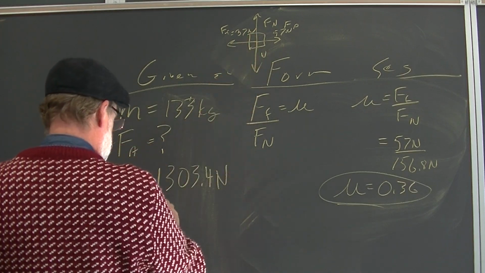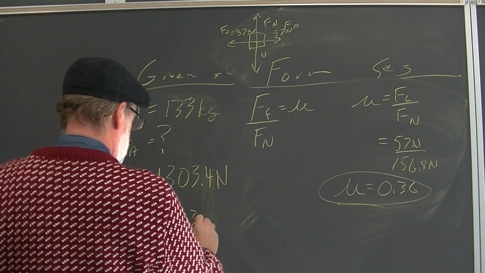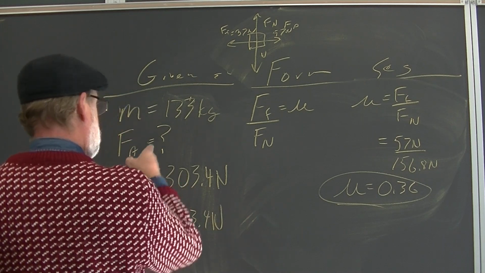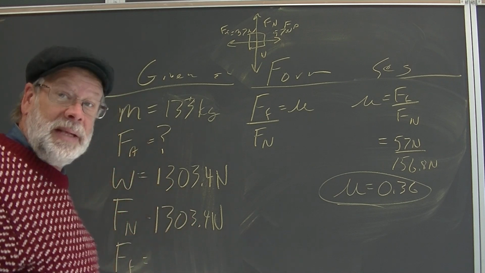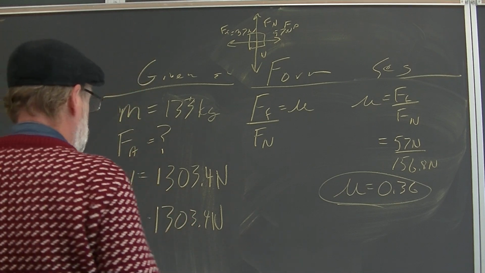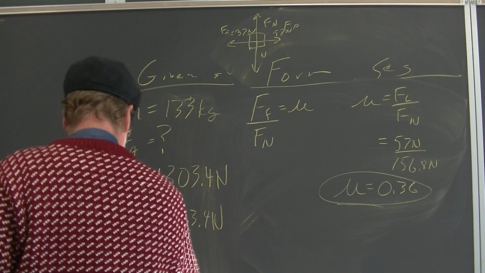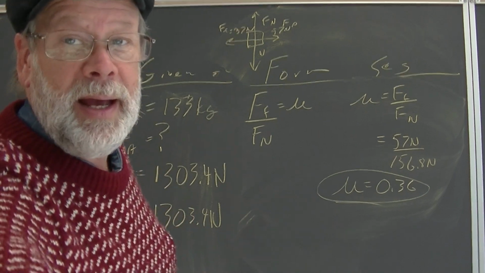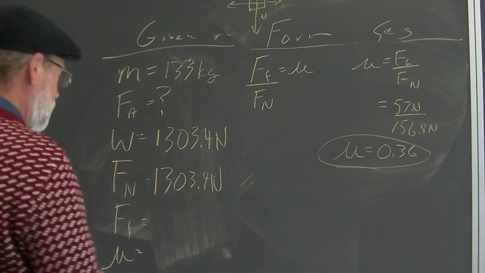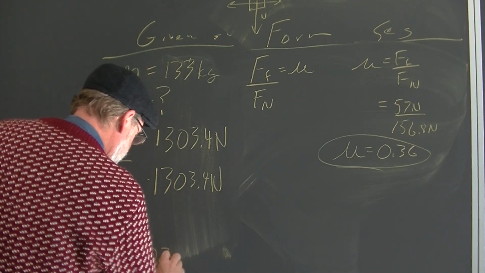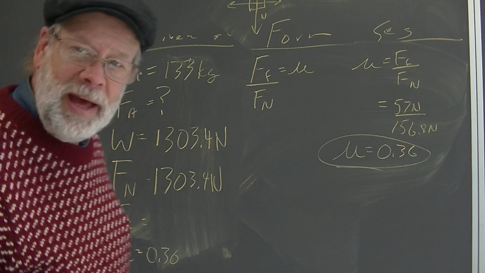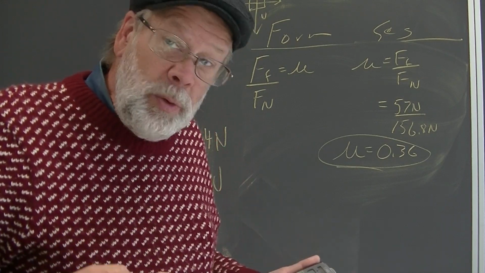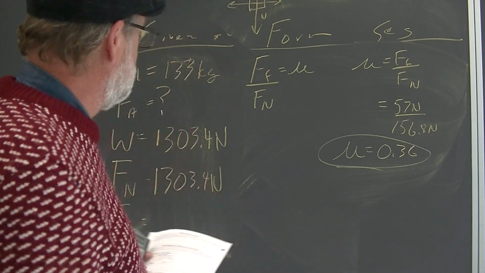Equal and opposite to the weight, 1303.4 newtons. The frictional force and the applied force, that's going to be the same. And what I do have here now is my mu, which is 0.36. I have that mu because the surfaces are still the same surfaces, and mu is just a relationship between the two surfaces.